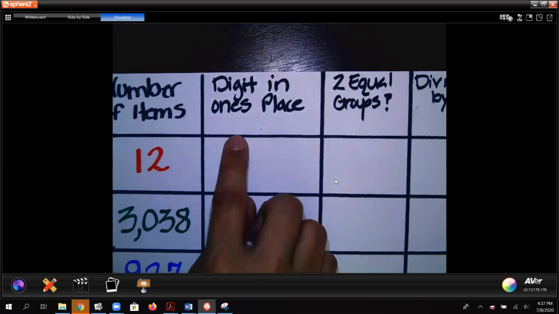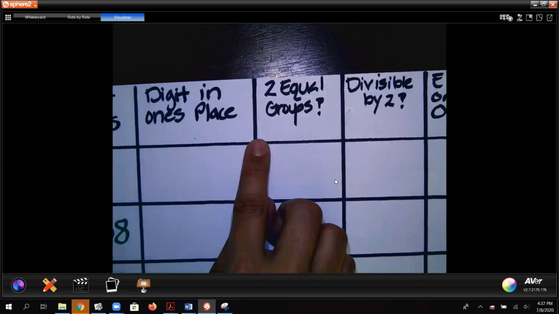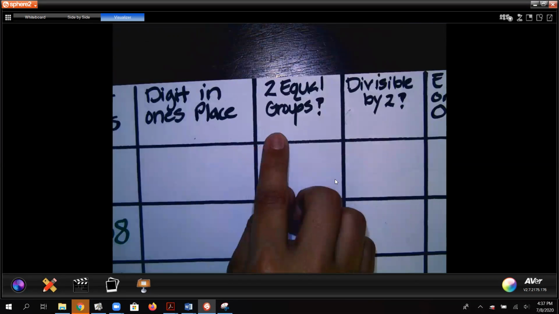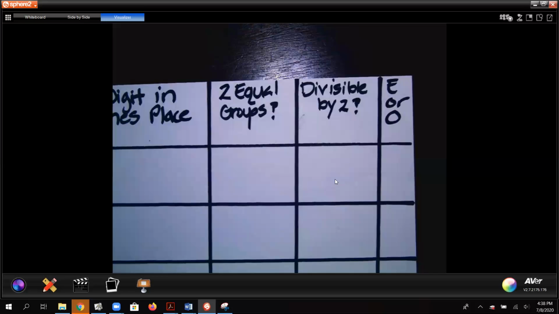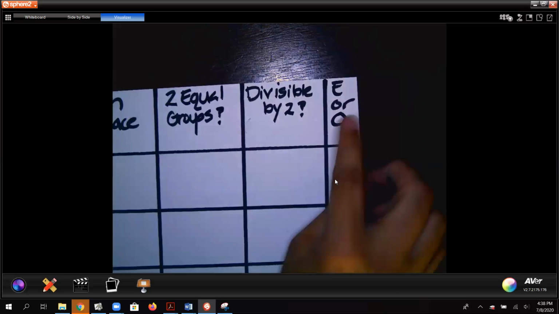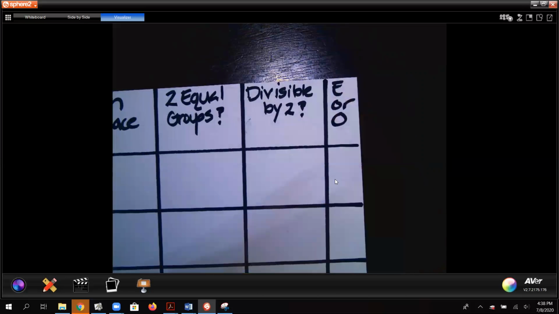So here you have digits in the ones place. And here it says 2 equal groups, if it has 2 equal groups, divisible by 2. And the word divisible just means that you can divide it by 2. So we're going to see if we can cut it in half. When you divide by 2, you're cutting something in half. Then at the end, we're going to determine if it's even or odd. E for even, O for odd.